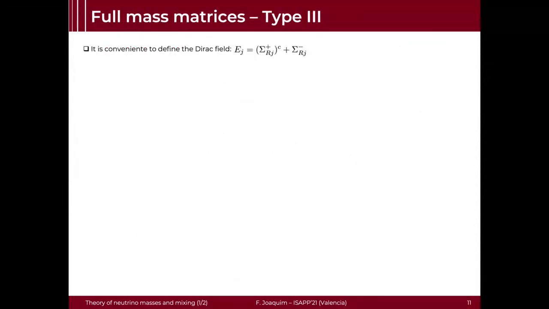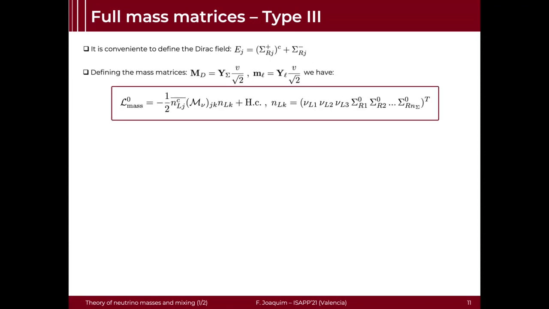Again, we can do this looking at the full mass matrices. You will see that now there is something slightly different, not for the neutral sector, but for the charged lepton sector. To see the full mass matrices, it is convenient to define the Dirac field for the new charge states, which I will do in the following way. So it's sigma plus R conjugate plus sigma minus R conjugate. Obviously, this is not a Majorana field because it's charged.